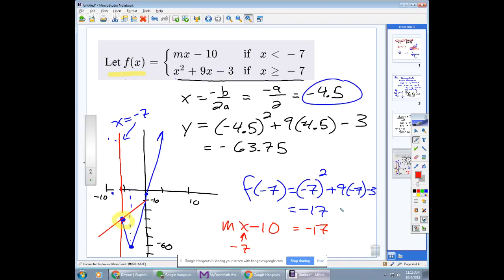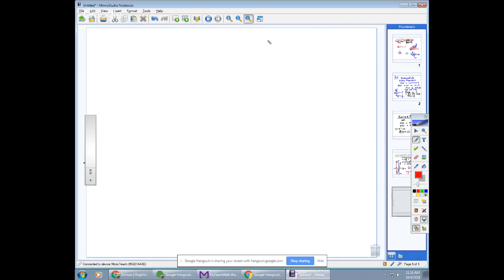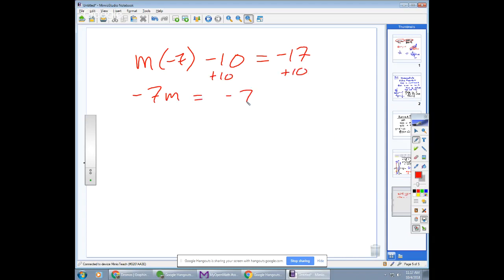Right, so double check that math. We've got m times -7, that's the critical x value, minus 10 is equal to -17. So then -7m, I'm going to add that 10 to the other side, equals -7, divide by -7, and m is 1. Dylan, you okay there? So we pieced it together.